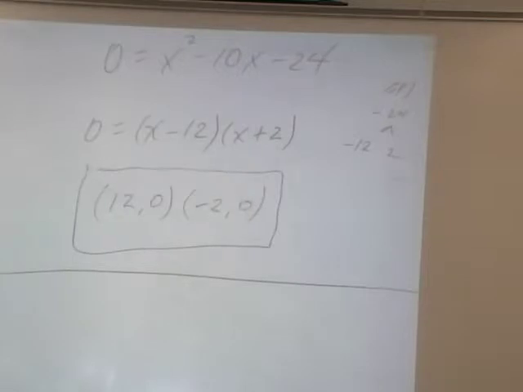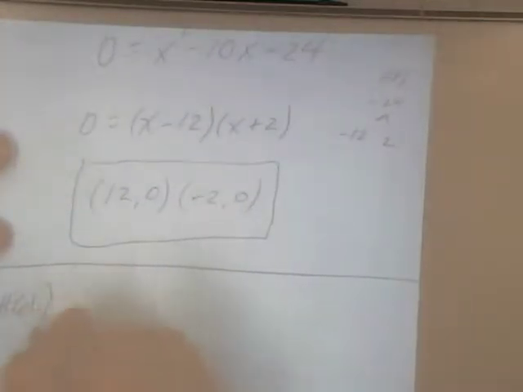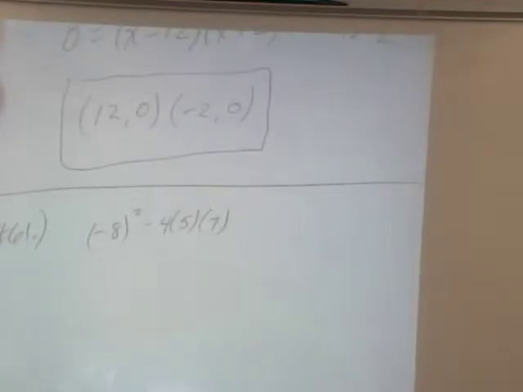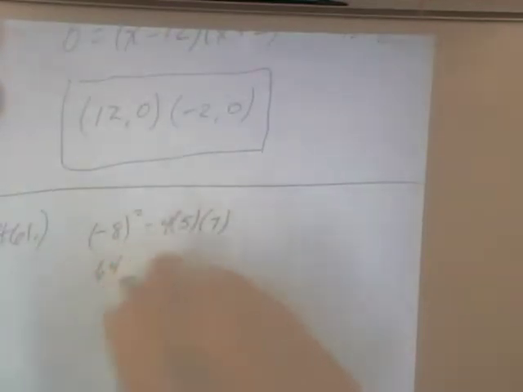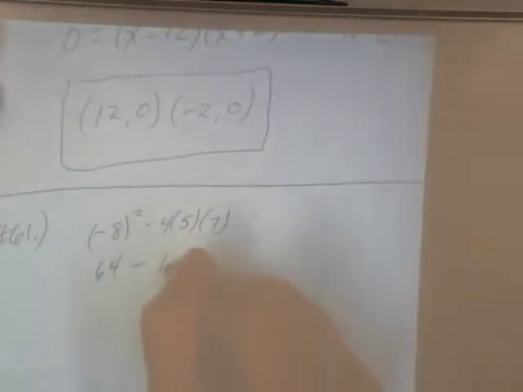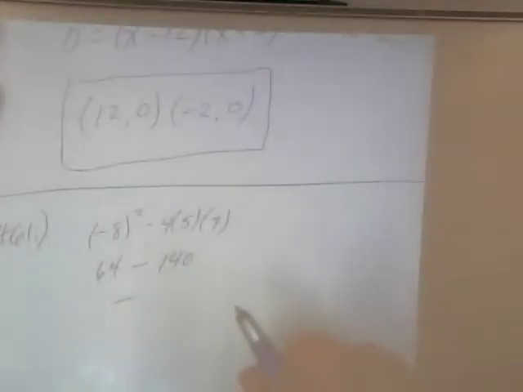Where are we at? Number 61. For the discriminant, negative 8 squared minus 4 times 5 times 7. Identify the number of solutions and their type. So what do we got? 64 minus, what was that, 120? No, 140? Two imaginary. So it'd be a negative something, right? 76?